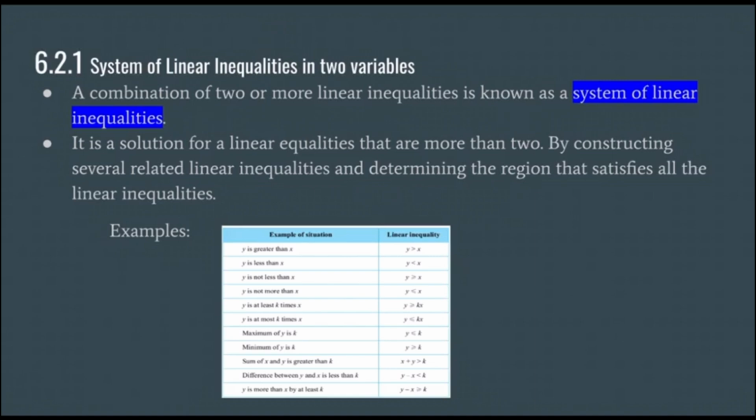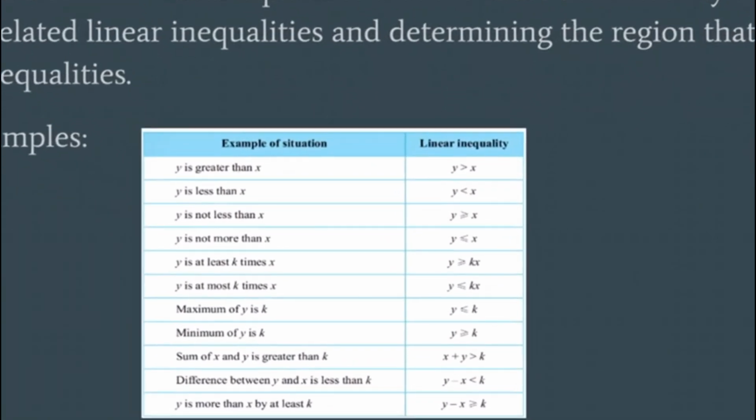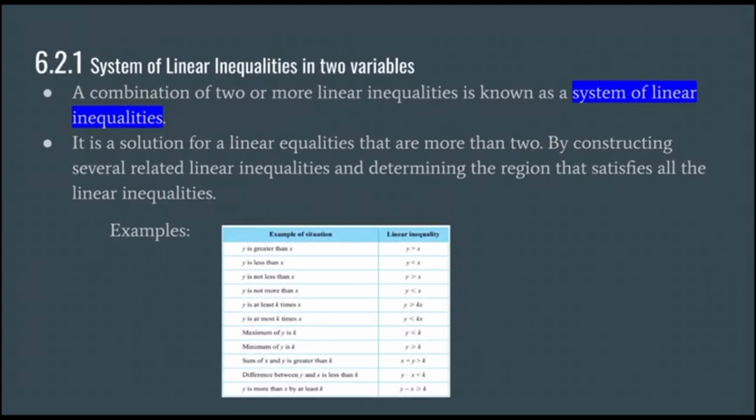Okay, so here you can see that just now we learned there are only 2 variables. But this one we call a system of linear inequalities in 2 variables. So what does that mean? It is a combination of 2 or more linear inequalities, known as a system of linear inequalities. The solution is found by constructing several related linear inequalities and determining the region that satisfies all the linear inequalities. Examples: y is greater than x, y is less than x, y is not less than x. This is a bit of an example.